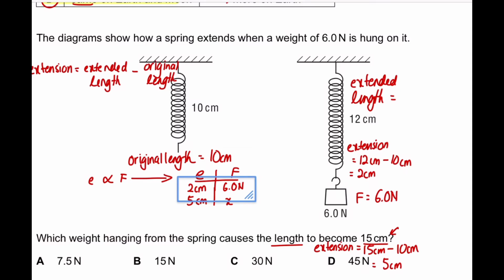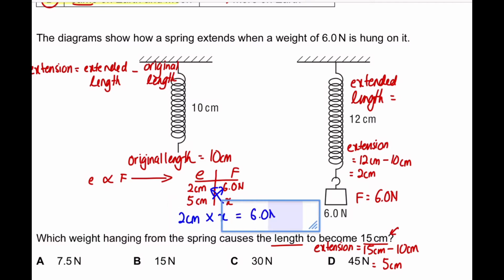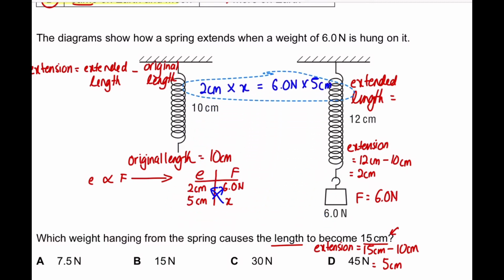Here's the fun part. We'll cross multiply between these two columns. With this cross multiply, we'll have 2 centimeter times X, which equals 6 Newton multiplied by 5 centimeter. Okay, this is getting out of hand. Maybe I should move these numbers somewhere else. Alright, that's better.